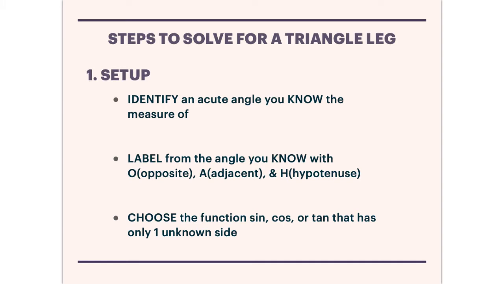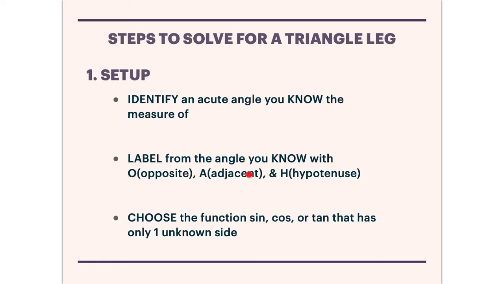Now, here's the setup for solving these right triangles that we're going to be working with today. We are going to do the same thing we did where it's set up, substitute, and solve. But setup you have to just be a little bit more careful with. When you set it up, you first want to identify one of the angles you know, one of the acute angles that you know. So find one of those first. Label from that angle you know the opposite and adjacent and hypotenuse.